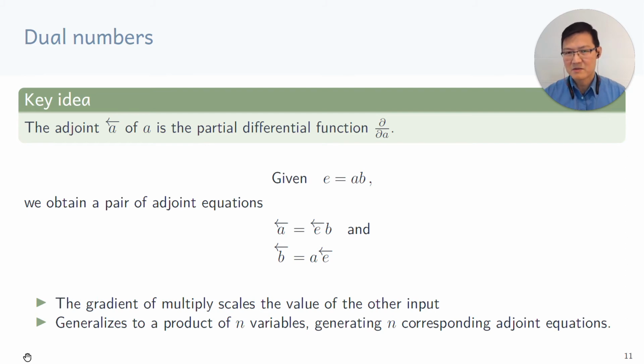So given this representation of the adjoint of A as the partial differential dE/dA, we can write the equations from the previous page as follows. Given that we have an equation such as E equals A times B, we can obtain a pair of adjoint equations: adjoint A equals adjoint E times B, and adjoint B equals A times adjoint E. And this pattern is repeating.